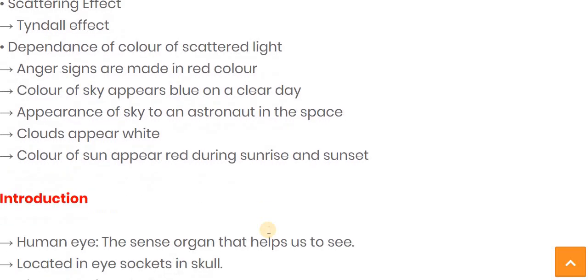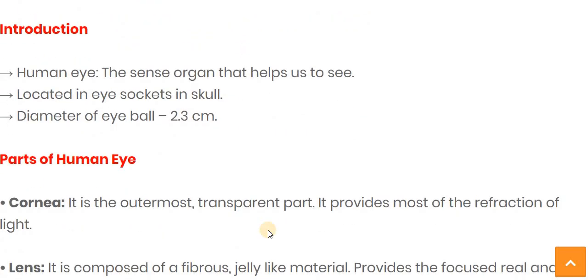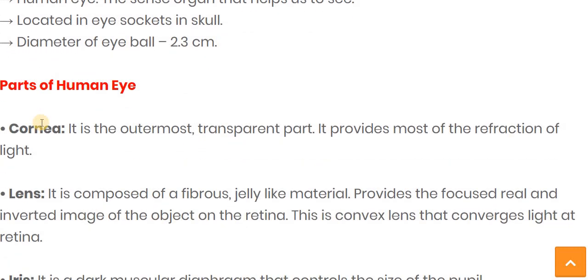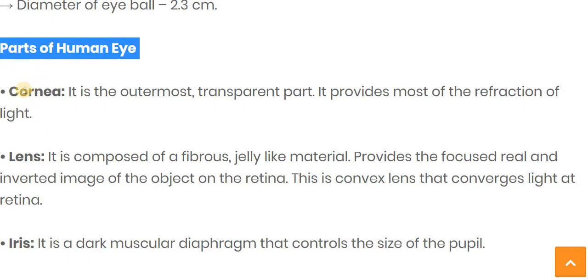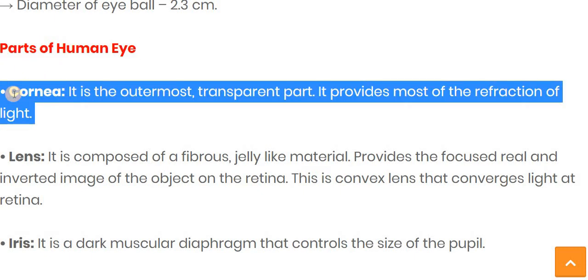Let's discuss the human eye one more time. The human eye is a sense organ that helps us to see, which is located in an eye socket in the skull. The diameter of the eyeball is 2.3 centimeter. Then the parts of the human eye, the cornea. The cornea is the outermost transparent part. It provides most of the refraction of the light.